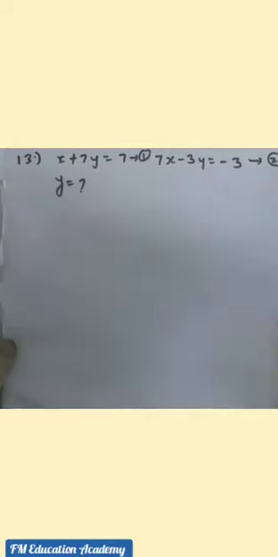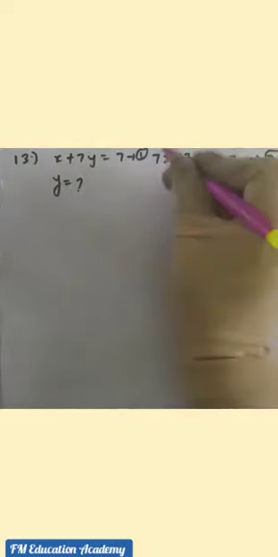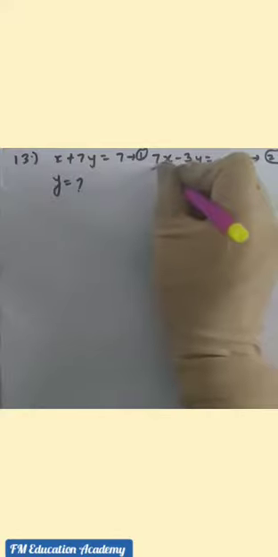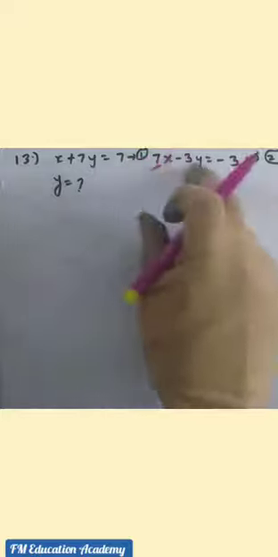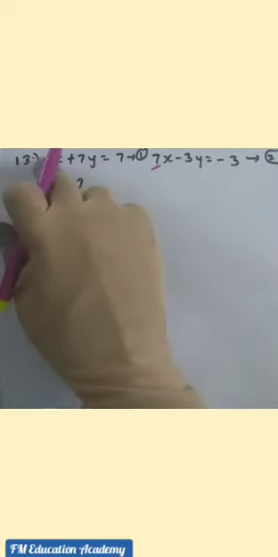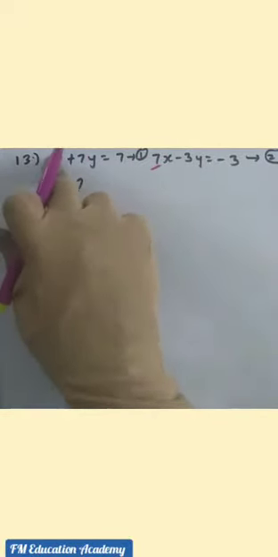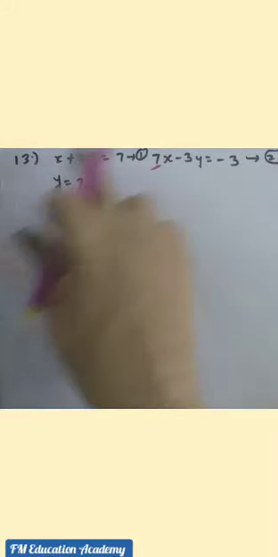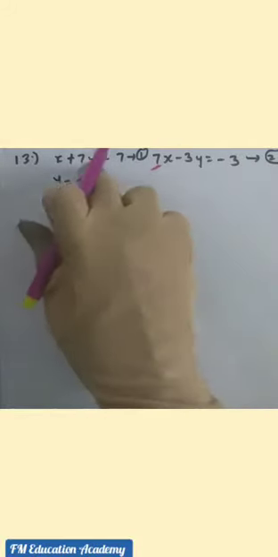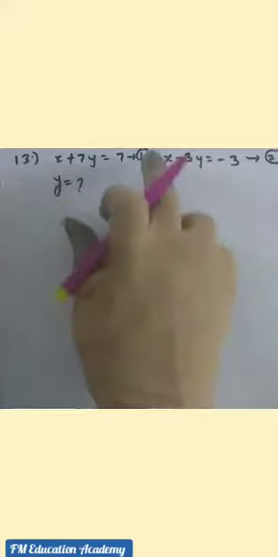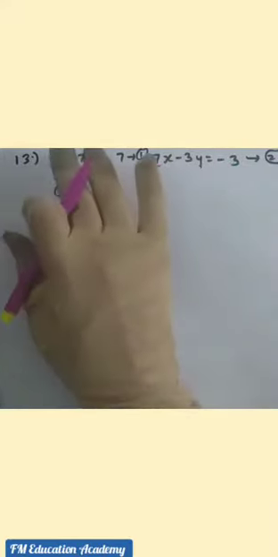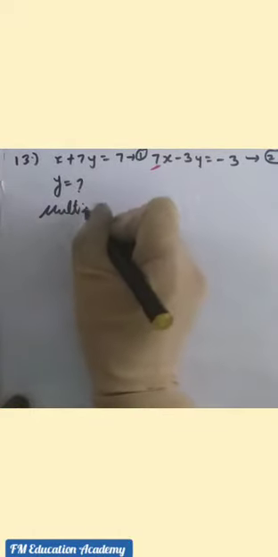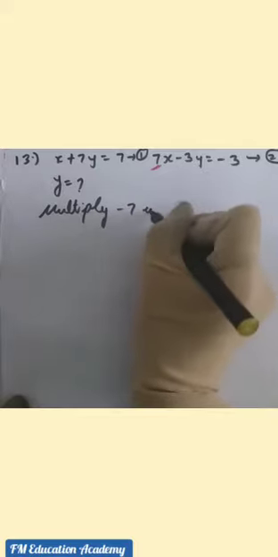Observe here. In the second equation the coefficient of x is 7 and in the first the coefficient of x is 1. In order to add both the equations, we can multiply the first equation with minus 7, because here we will have minus 7x and there we will have plus 7x. So the x variable will be eliminated and we can easily find the value of y. So we are going to multiply minus 7 with equation 1.